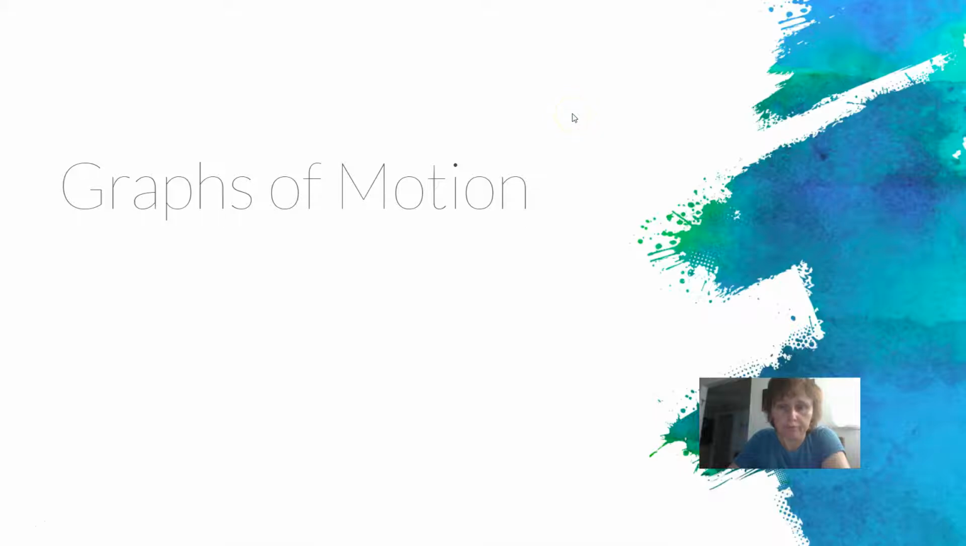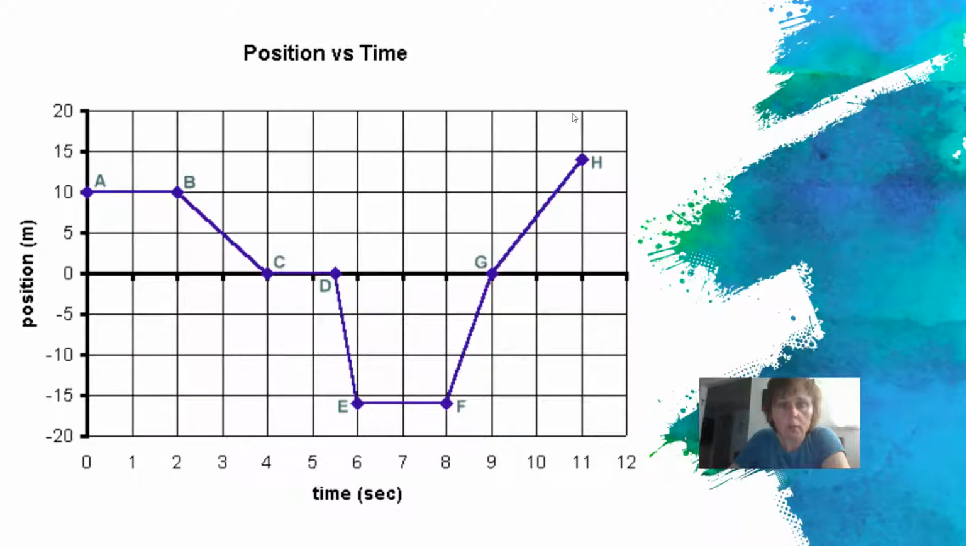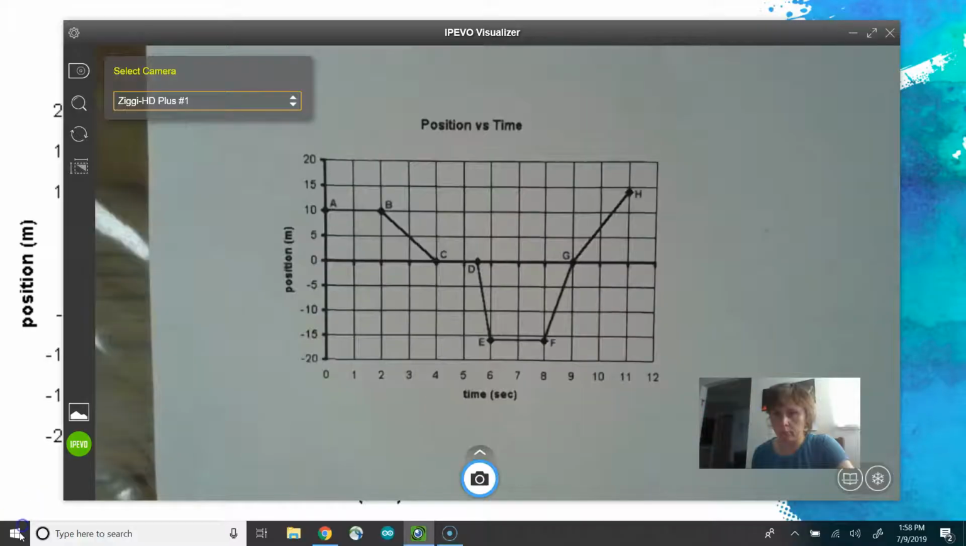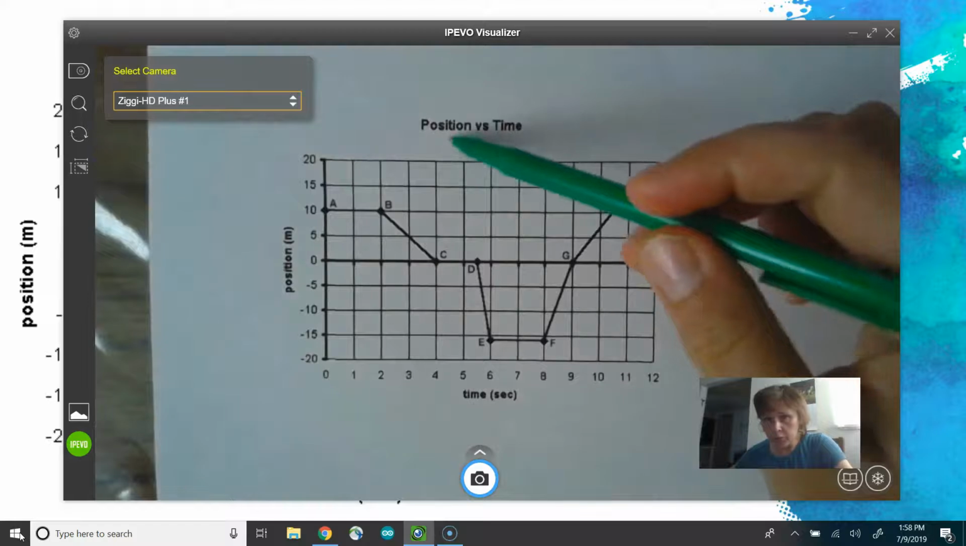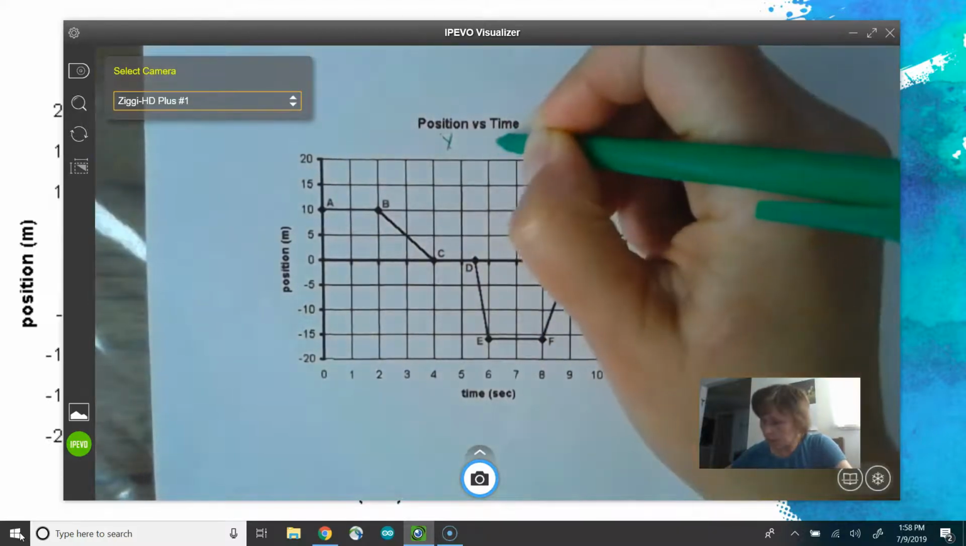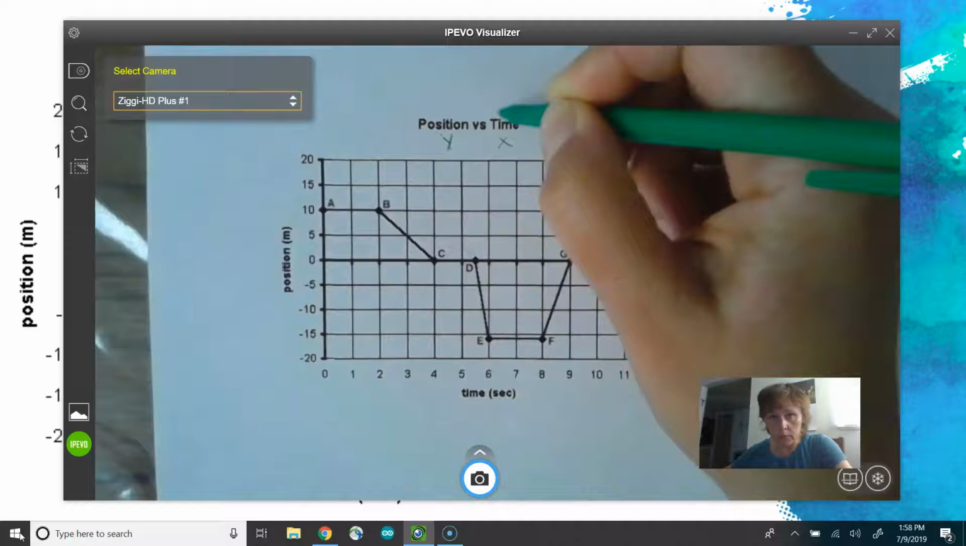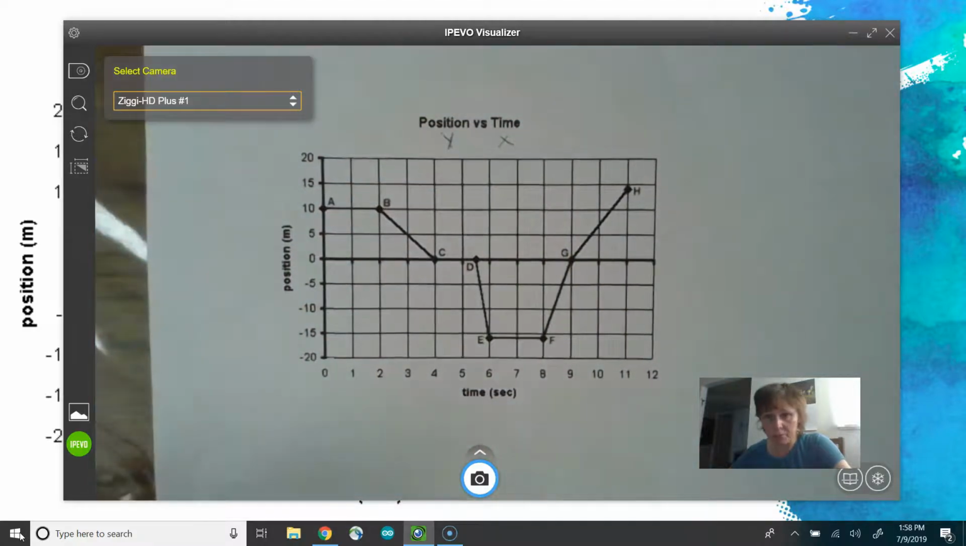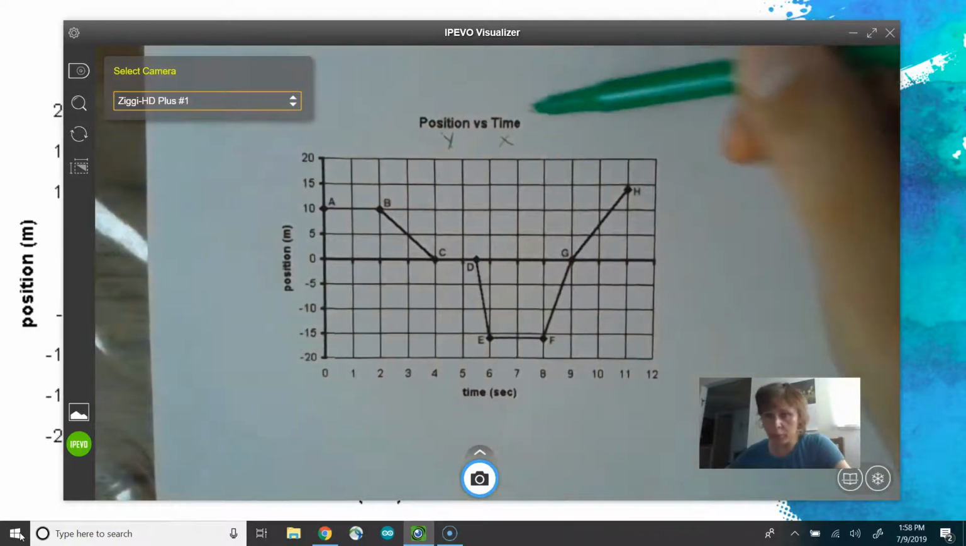Graphs of motion. We are going to talk about two different graphs. First is position versus time, and the second is velocity versus time. So here we have a position versus time graph. Position always will be the y-axis, and the second word in the title always will be the x-axis.